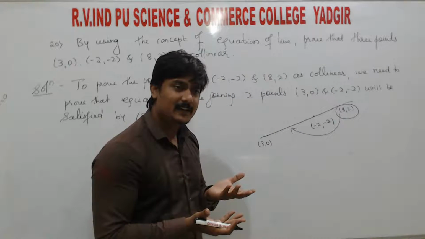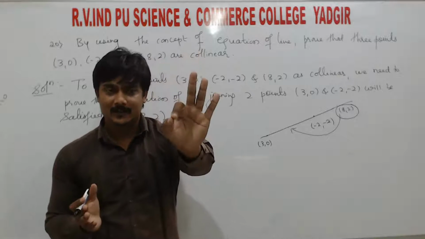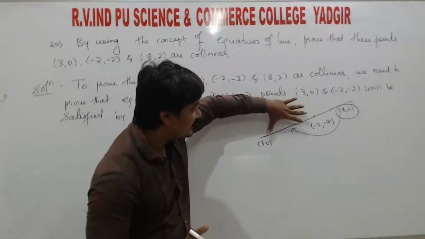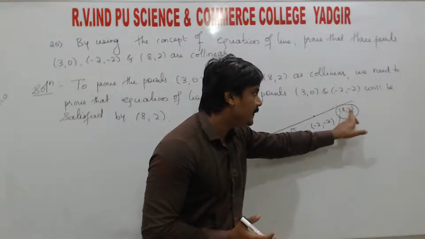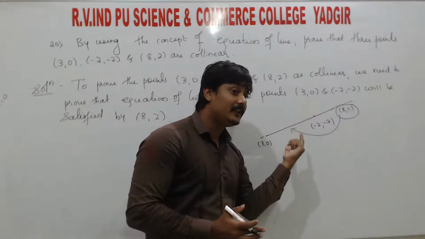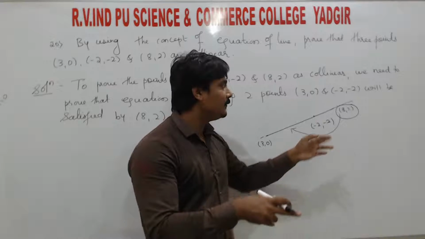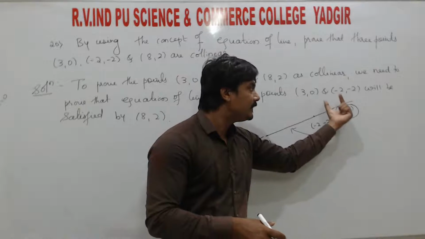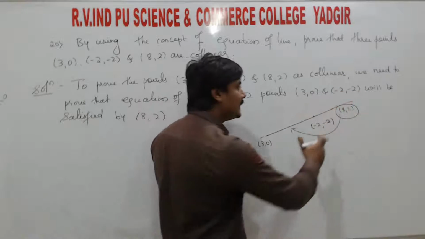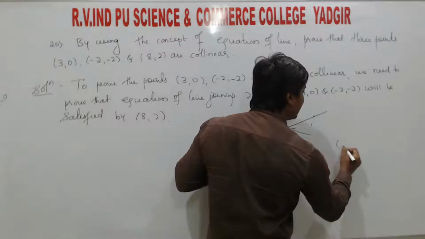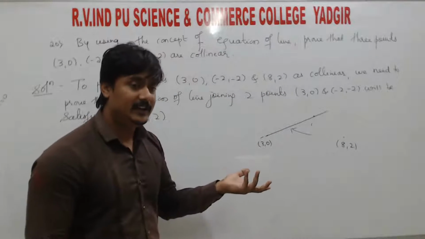What is equation of straight line? It's a relation between x and y which will be satisfied by every point present on the line. So when I find the equation of line joining these 2 points, if the point (8, 2) lies on this straight line, it will satisfy it. If it doesn't lie, it will not satisfy it. If your equation gets satisfied by this third point (8, 2), it means that this (8, 2) is also a point present on the same line. If that point doesn't satisfy the equation of straight line, it means that (8, 2) is not present on this straight line. So hence we can conclude that the points are non-collinear. Understood?